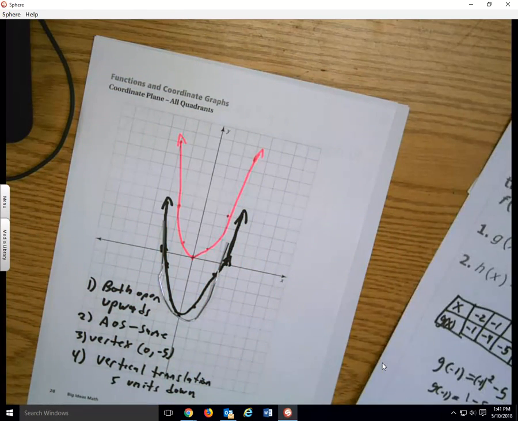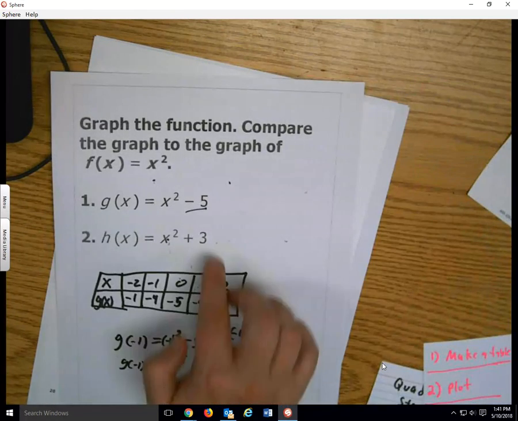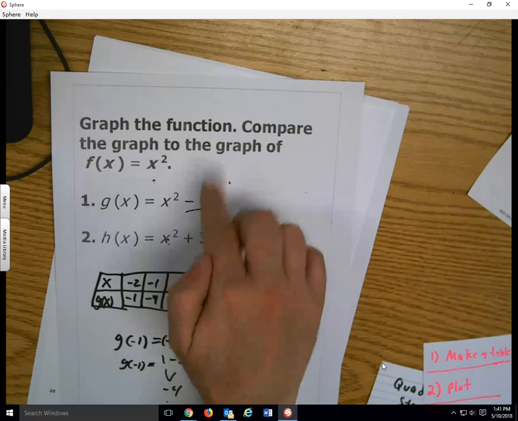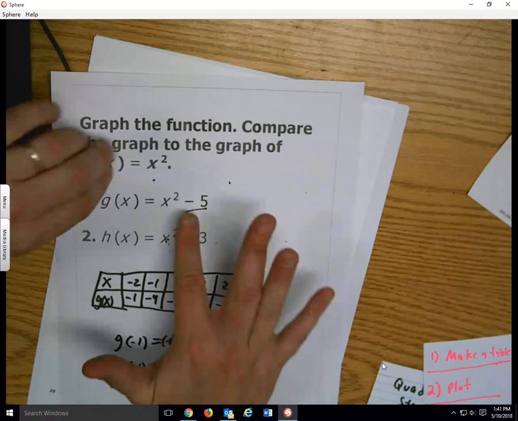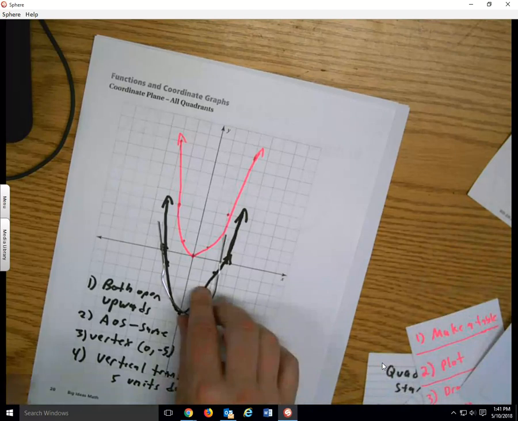So just like in y equals mx plus b, the b is the y-intercept. This similarly tells you which way you're moving the graph. You can just look at that and be able to tell.